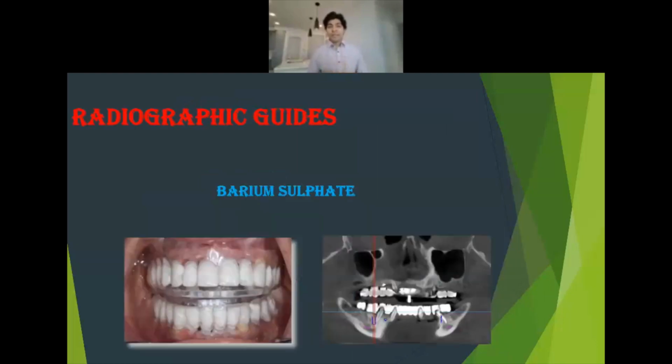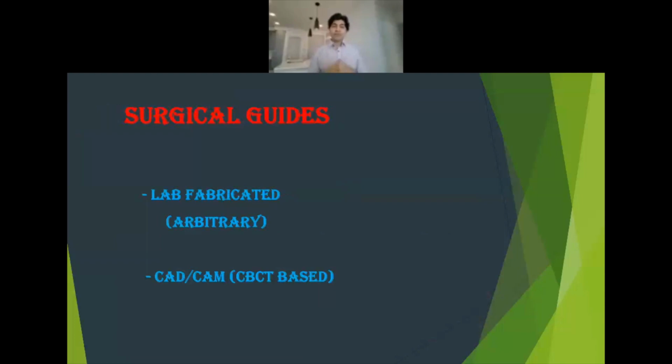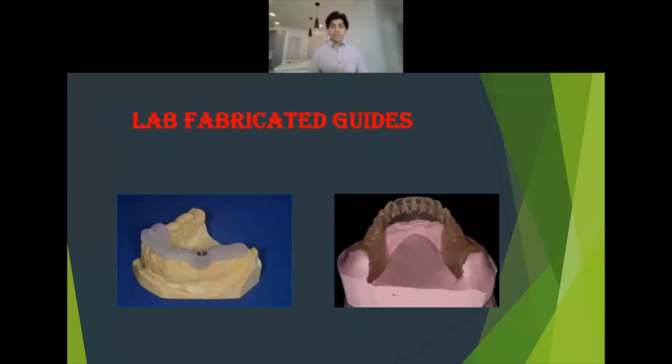The second material in radiographic guides is barium sulfate. It is pretty much similar to gutta-percha. It is also radiopaque, and it can be used to plan for implant surgeries. In surgical guides, we have lab-fabricated and CAD/CAM surgical guides. Lab-fabricated would look like this. It is made in the lab, arbitrarily, based on the model or cast.